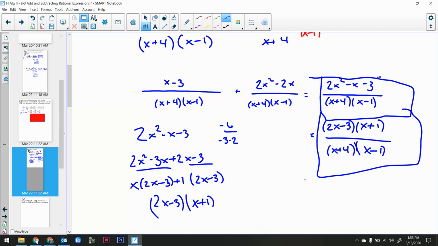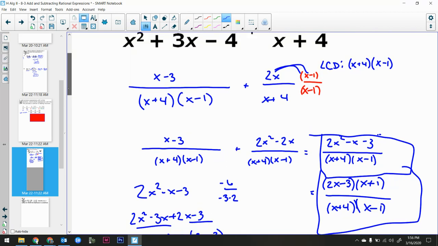Now, I have not stated what x cannot be, right? So we basically just have to go back to our LCD and say this can't be 0. So that means x can't be negative 4 or x can't be 1. Okay, all right, let's try another one here.